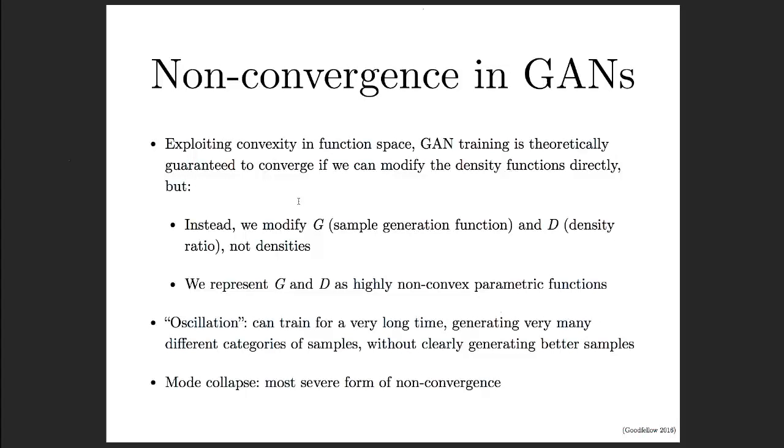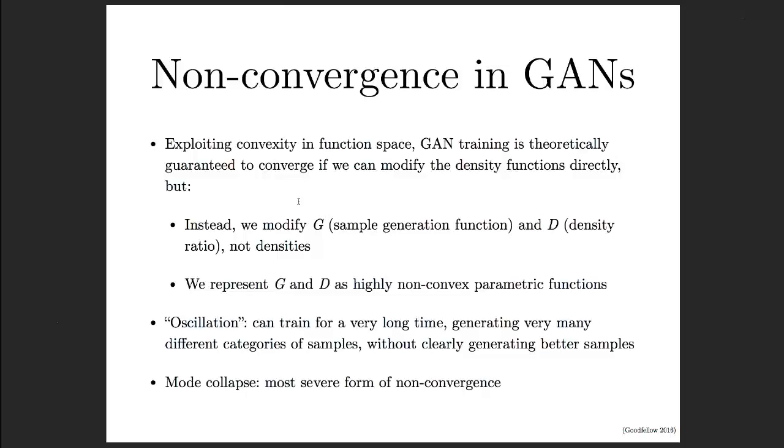It's important to mention that if we were able to optimize the generative adversarial network in function space, if we were able to update the density function corresponding to the generator and the discriminator's beliefs about the generator directly, then we can actually use convexity in function space to prove that simultaneous gradient descent converges for that particular problem. The reason that this breaks down is that we don't actually update the densities directly. We update the G and D functions that do the sampling and the ratio estimation. And then on top of that, we represent G and D using parametric functions, deep neural networks, where the actual output values of G and D are very non-convex functions of the parameters. And so that causes us to lose all of our guarantees for convergence.